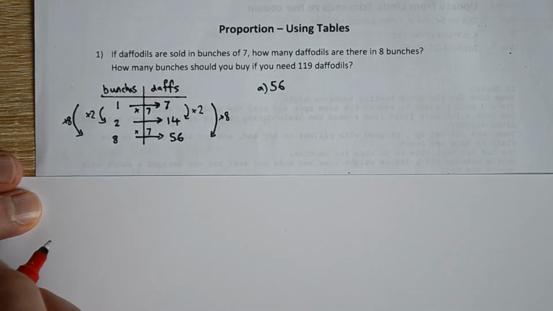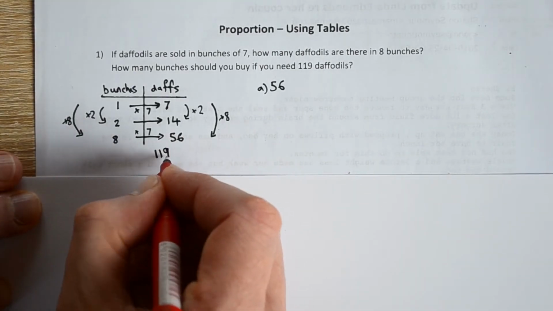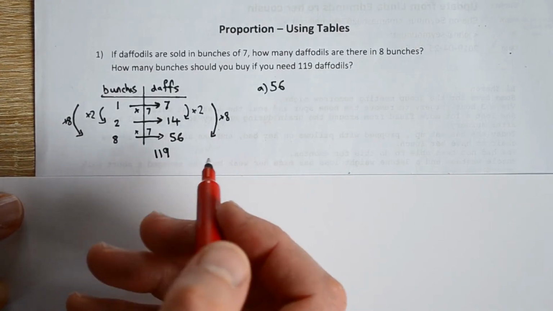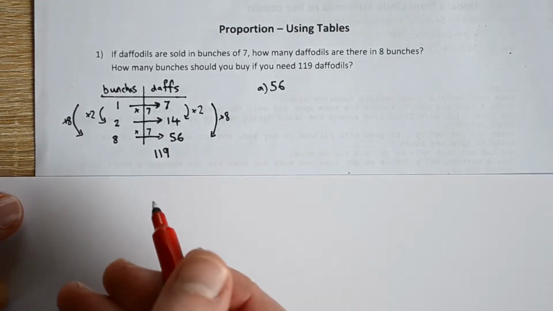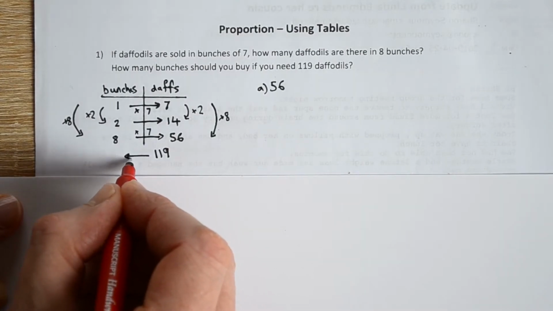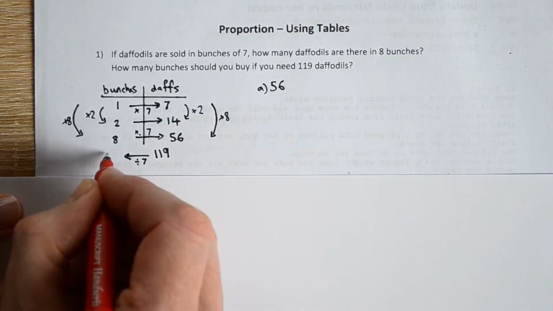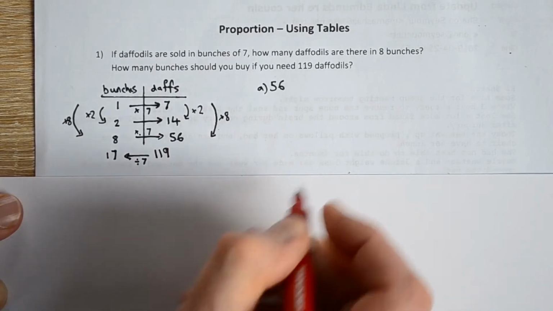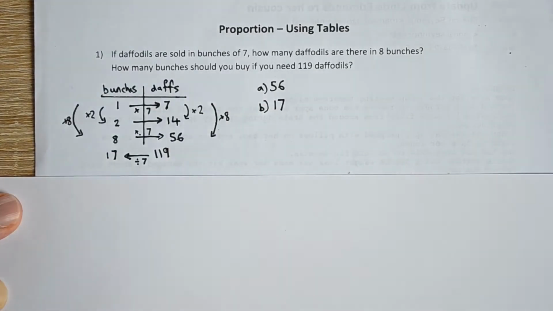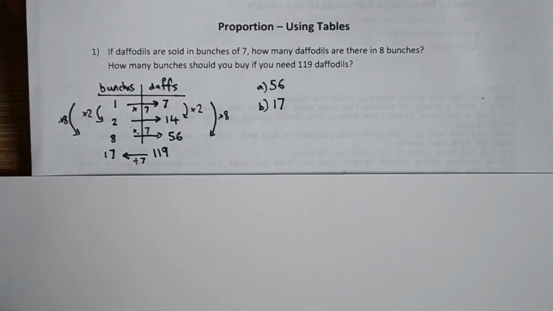Second question. So it's 119 goes on the daffodil side. As I said, multiplicative relationships is about multiplying, but it's also about dividing. So we want to go back the opposite way. So we need to divide by 7. There's our answer. Let's look at another question.